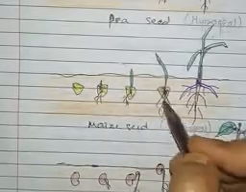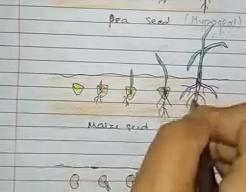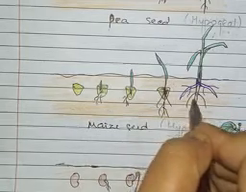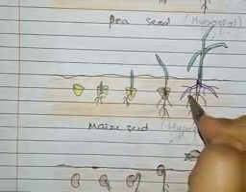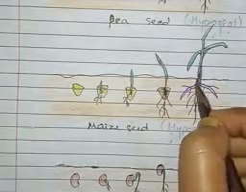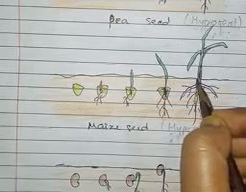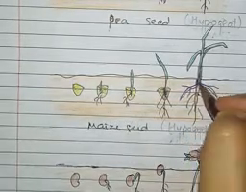Its place will be taken by another root system, that is the adventitious root system. Why is it called the adventitious root system? Because the roots are produced from the base of the stem, and that is why it is called the adventitious root system.